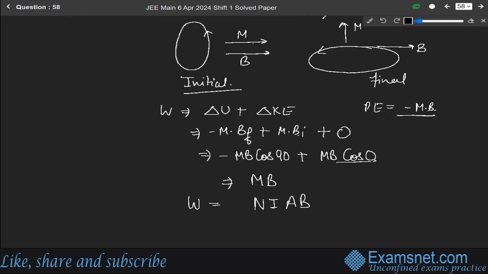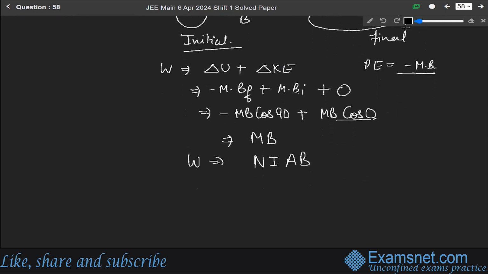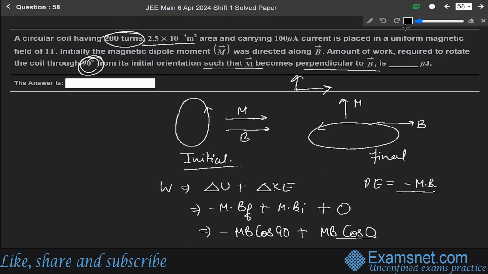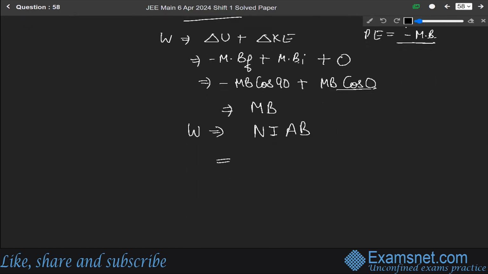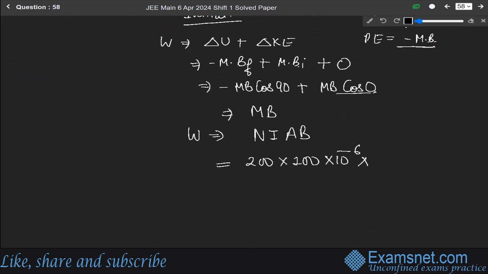So work will be equals to, let us say, NIAB. In place of M we have written current into area, the magnetic moment, so work will be equals to NIAB. N, the number of turns, is given as 200 turns, so just put the values. N is 200, current is 100 microampere, means 100 into 10 to the power minus 6. Area is given as 2.5 into 10 to the power minus 4.